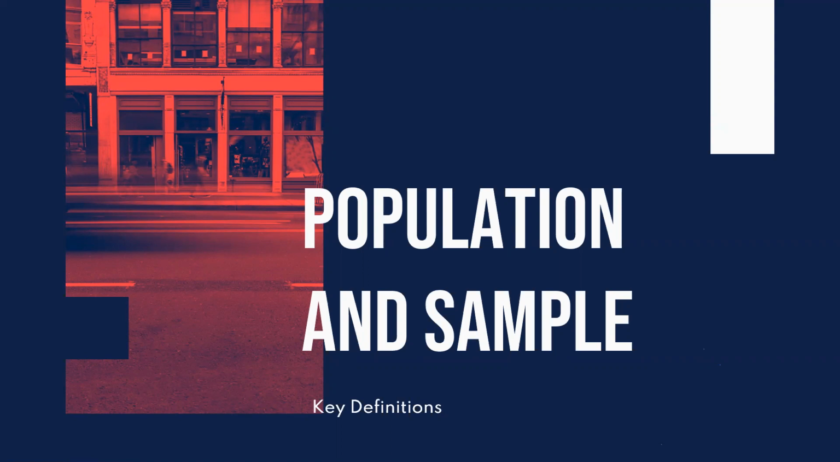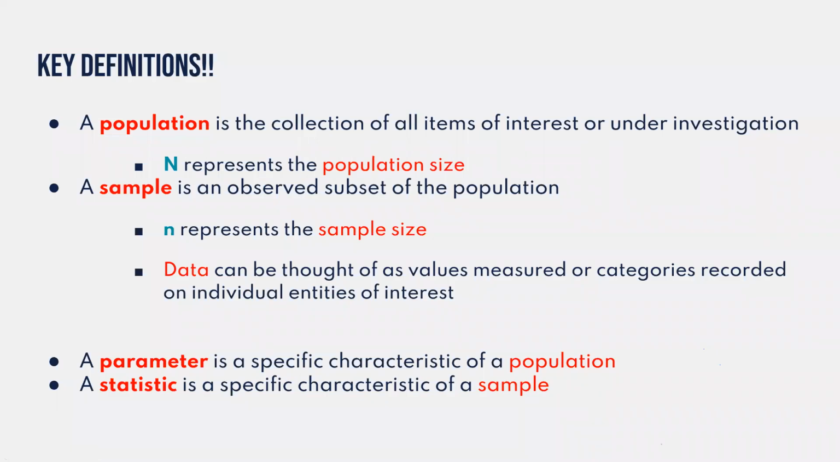So in statistics, there are two types of data sets that we can deal with. The first is what's called a population, and the second is what's called a sample. Okay, so here are some key definitions. A population is a collection of all items of interest or under investigation. I like to think of a population as a complete data set. You have all the possible data values.